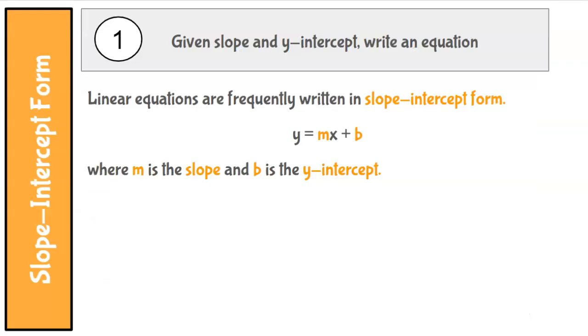So first, given the slope and the y-intercept, write an equation. Linear equations are frequently written in slope-intercept form, which is y = mx + b. You're only going to replace the m and the b with numbers. You might switch out the plus for a minus if the y-intercept is negative, but the y, the equal sign, and the x will remain the y, the equal sign, and the x when you are in your final answer. Okay, m is the slope, b is the y-intercept where the line crosses the y-axis.